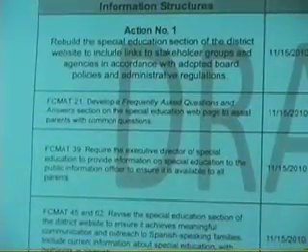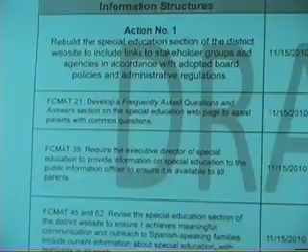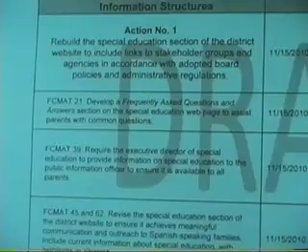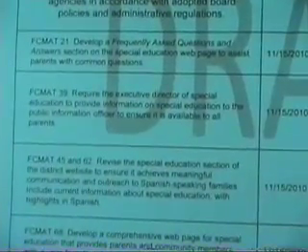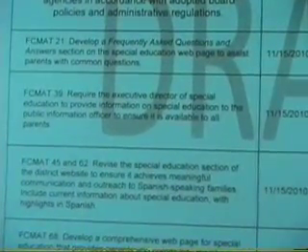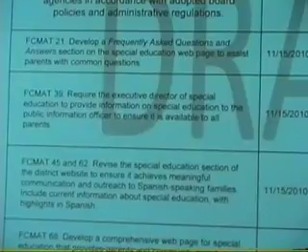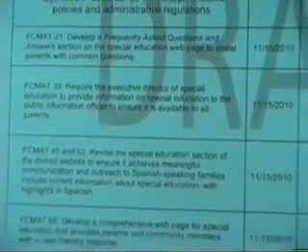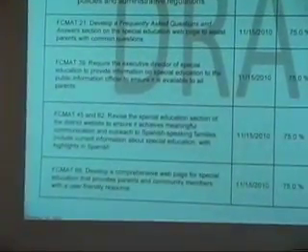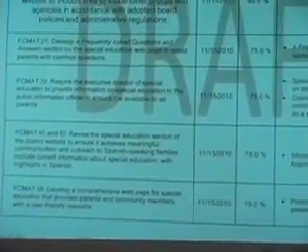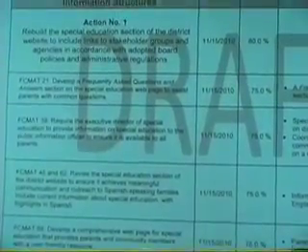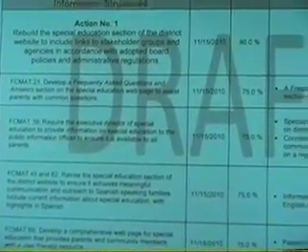We have 4 goals, as you know. The action plan is intended to provide accountability by identifying the persons responsible for each goal, the target date for completion, the percentage of completion to date, and the evidence to support the level of completion. So what you see there in the first page is goal number 1, which is improve communication and information structures. Each of those goals has actions, and then each of the actions has objectives, so to speak. So you have a number of FCMAT objectives under each action.